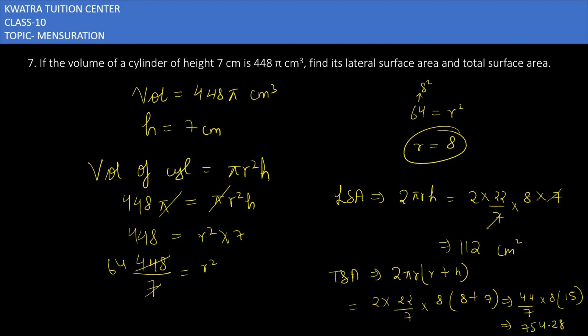And there is a small change in the upper one. It must be 44 into 8. So this will give you 352, not 112. So it is 352 centimeters square. And the total surface area is 754.28 centimeters square. Yes, this is the answer for the 7th one. Now we'll move to the 8th one.